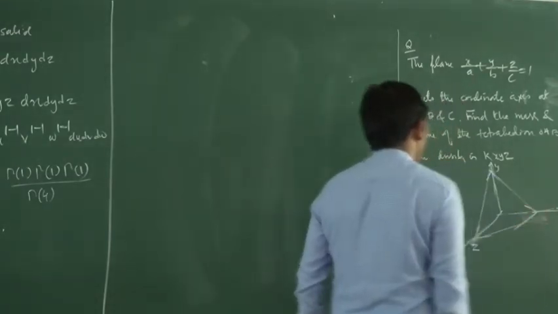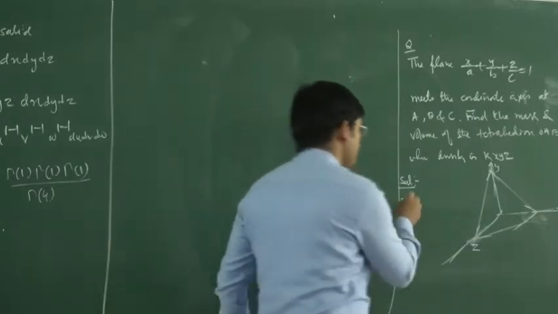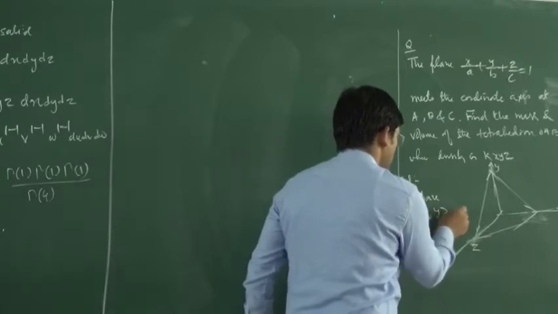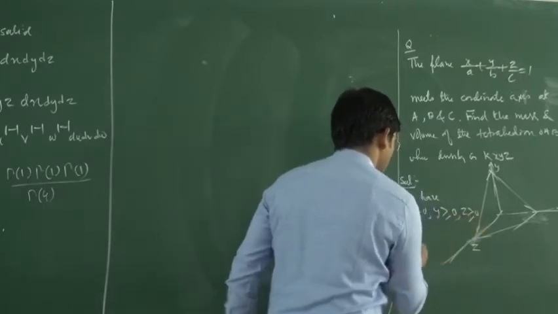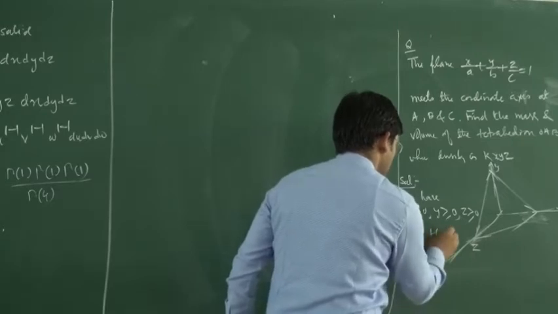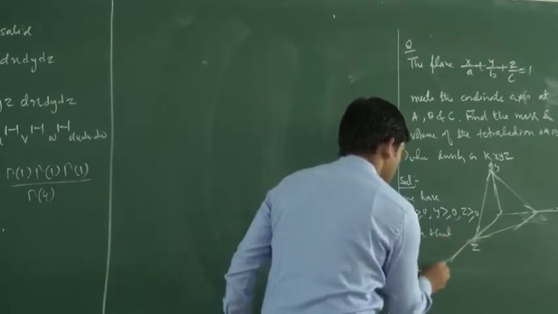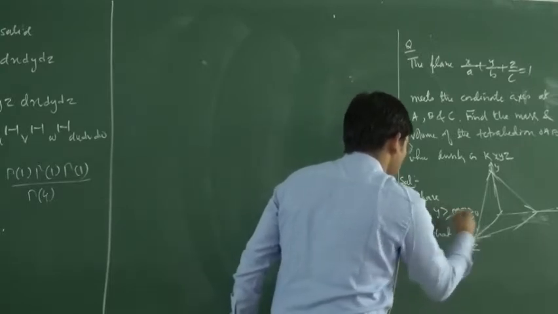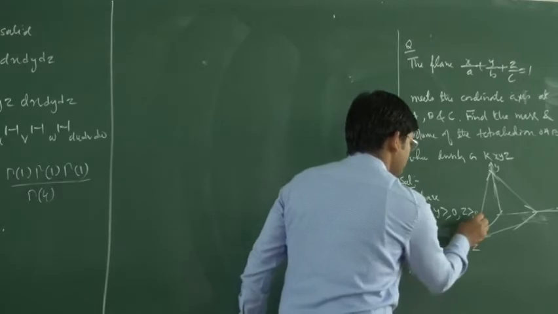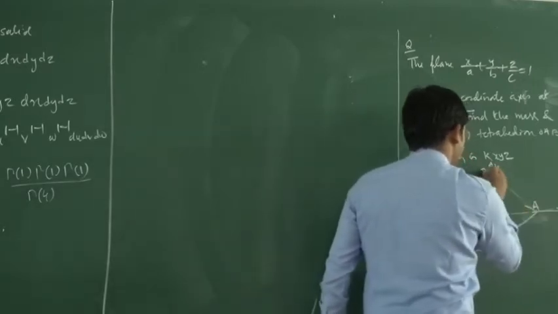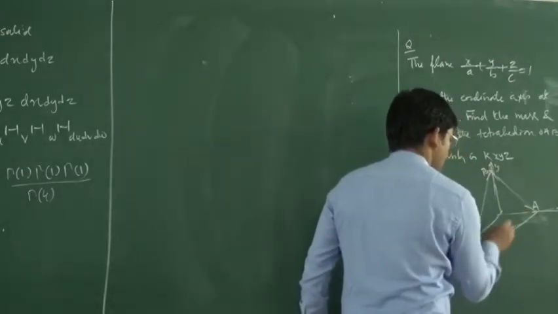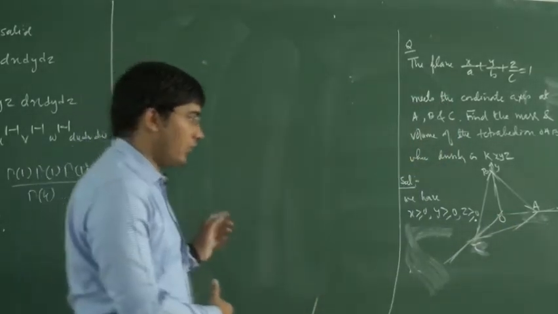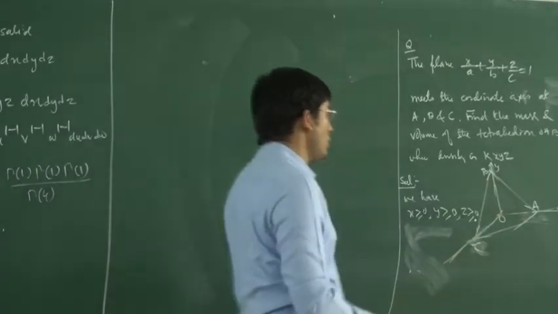So here we have x positive, y positive, z positive, such that x plus y plus z is bounded by this condition. Say this is your point A, this is your B, this is your C, and this is your origin. Here we have to find the mass and volume of this tetrahedron OABC.